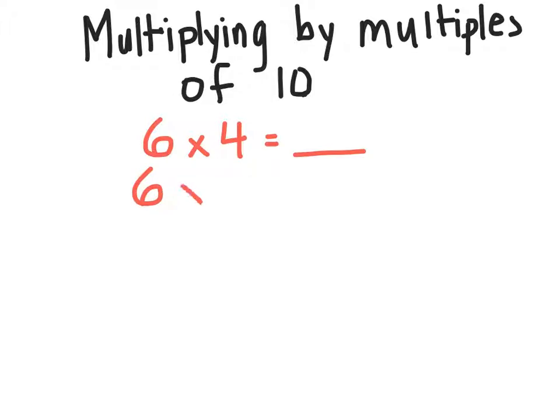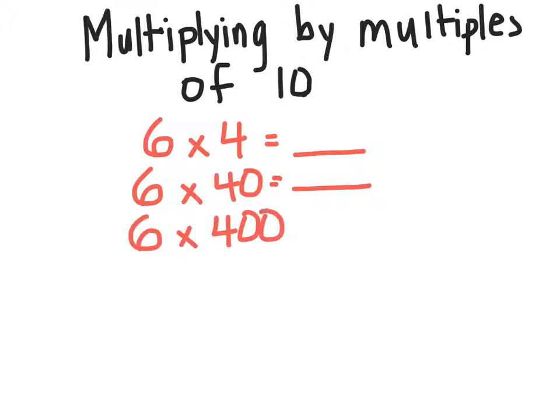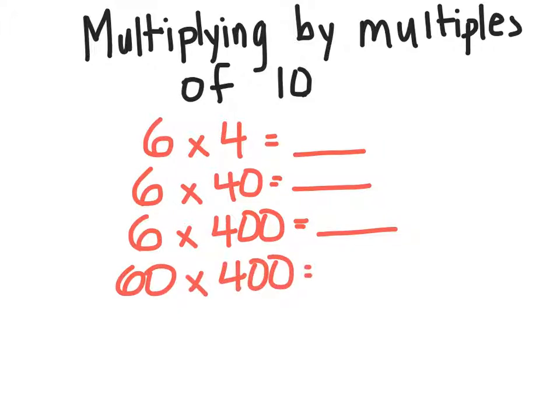And as I'm writing these down, I want you to write these down and try to solve them. And 6 times 40. 6 times 400, and then 60 times 400. So if you weren't able to write these down, go ahead and write them down in your notes now, and then push play again when you're ready to move forward.